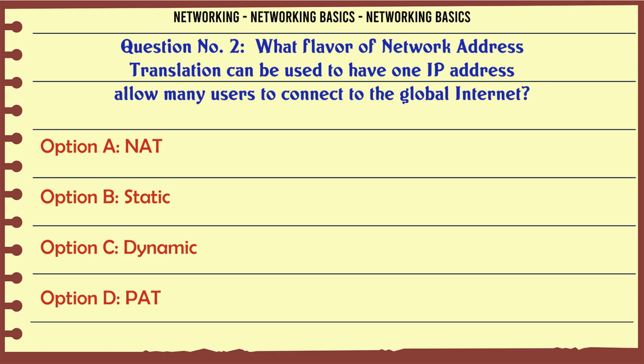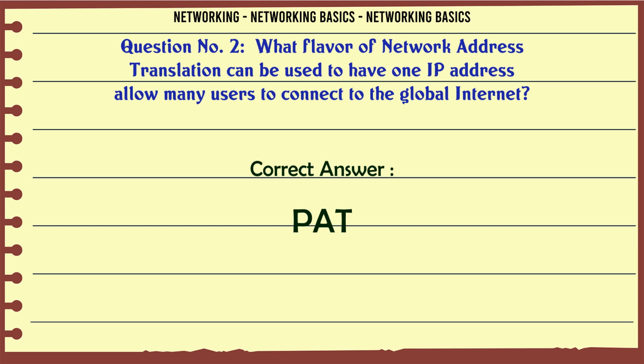What flavor of network address translation can be used to have one IP address allow many users to connect to the global internet? A. NAT. B. Static. C. Dynamic. D. PAT. The correct answer is PAT.